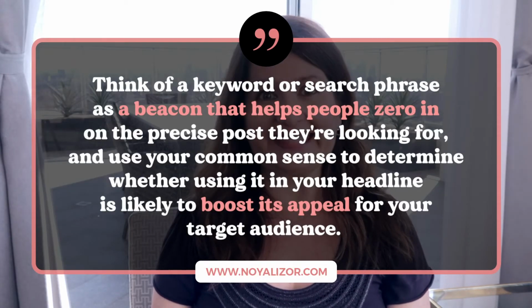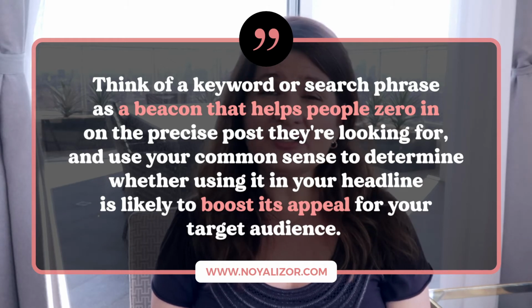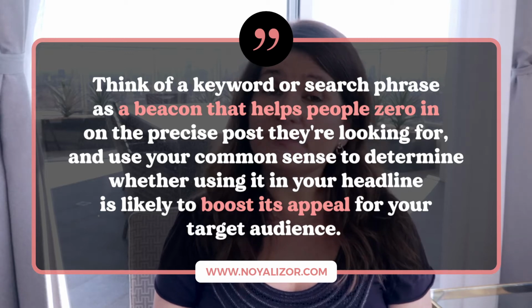But in some cases, using a keyword or a highly searchable phrase that's trending among your target audience can work wonders if you want to attract a very specific niche. Think of a keyword or search phrase as a beacon that helps people zero in on the precise post they're looking for, and use your common sense to determine whether using it in your headline is likely to boost its appeal for your target audience.